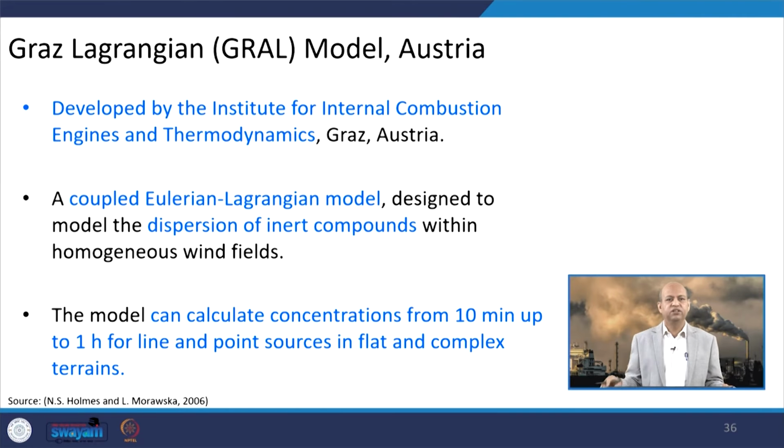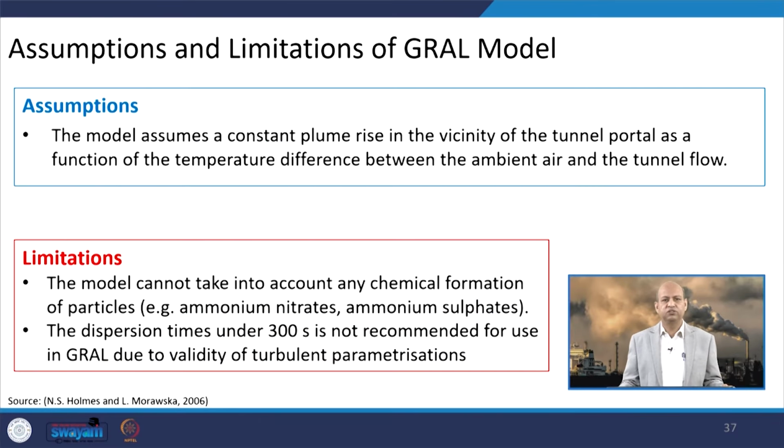to 1 hour it can really calculate, which may not be possible in case of those approximations which are used in bigger dispersion models of Gaussian nature. Well, the assumptions and limitations of this particular GRAL model are also there, like the model assumes a constant plume-rise in the vicinity of the tunnel portal, and as a function of the temperature difference between the ambient air and the tunnel flow. So, that is the basic assumption, which may not be so true.